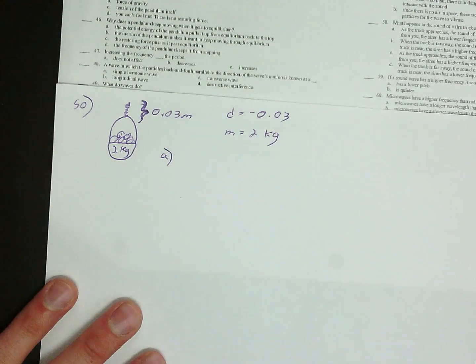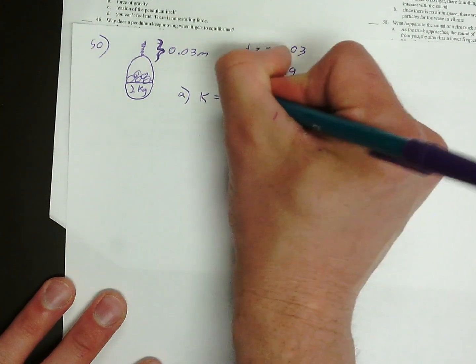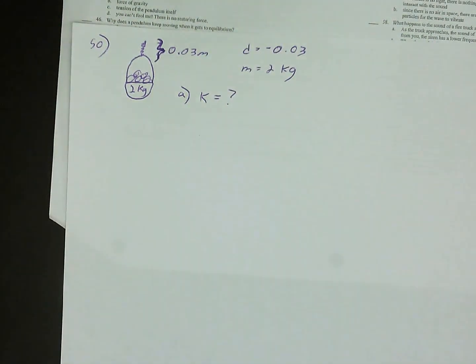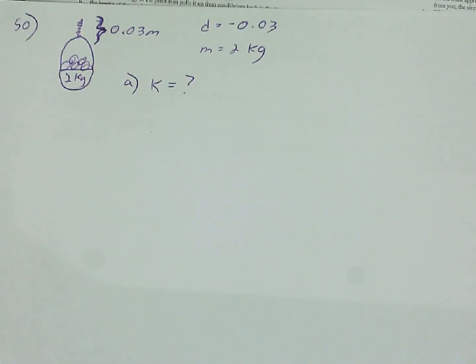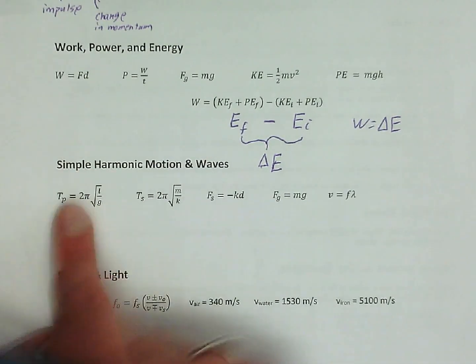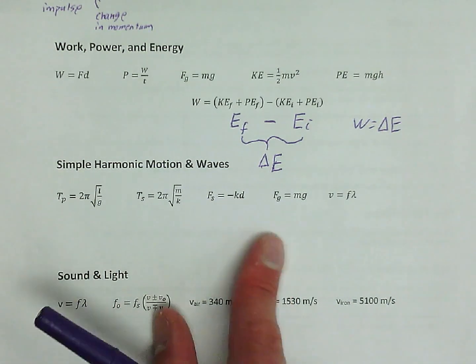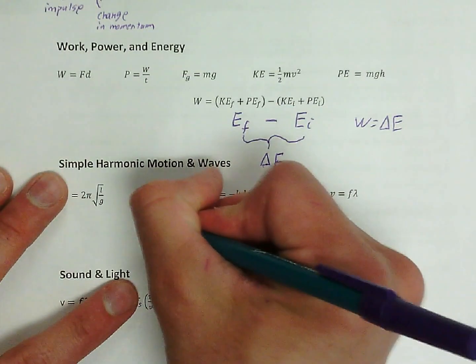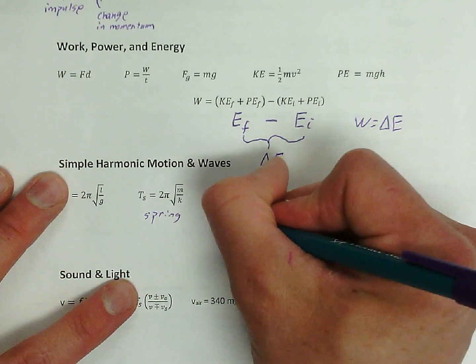So part A wants to know what the spring constant is. In case you forgot, spring constant is K. So we're solving for the spring constant. I'm looking at my simple harmonic motion and waves, because that's the unit I am in. Springs are simple harmonic motion. So I'm looking for the spring stuff, and I've got 2 spring things here: the period for the spring, and the force on the spring.